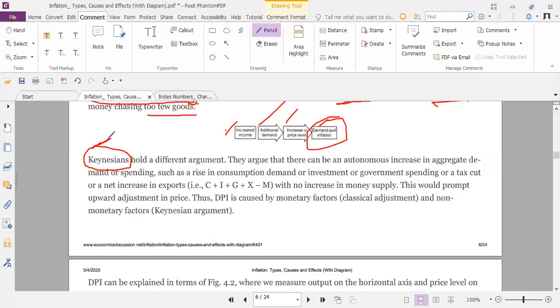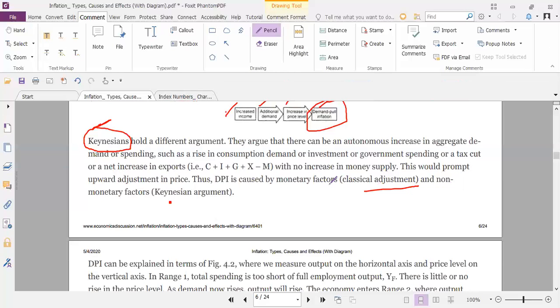This would prompt an upward adjustment in prices. Thus, demand pull inflation is caused by monetary factors, that is the classical argument, and also by non-monetary factors. So according to Keynes, there are both monetary as well as non-monetary factors, and I'll write it here, non-monetary factors, both can lead to an inflation problem.